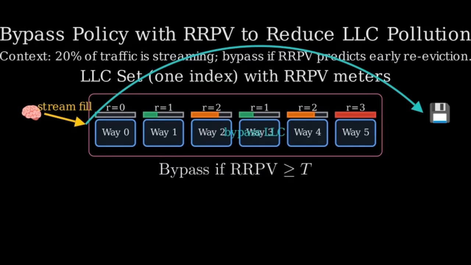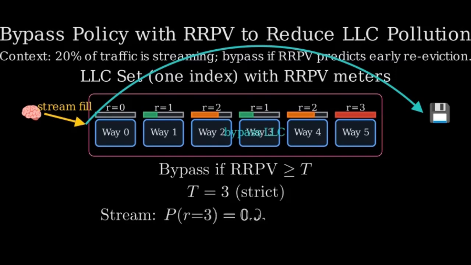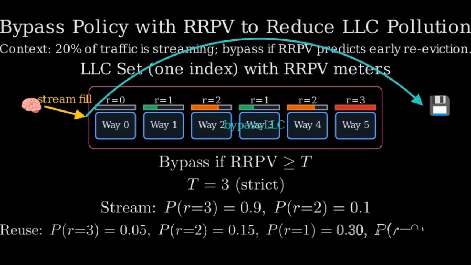We define the policy: bypass the last level cache if the predicted re-reference value is greater than or equal to a threshold T. We choose T equals 3, the strictest level, meaning only the most obviously non-temporal lines are bypassed. We also need a simple model of prediction quality. Assume streaming lines have 90% chance to have RRPV equal 3 and 10% equal 2, while reusable lines have 5% equal 3, 15% equal 2, 30% equal 1, and 50% equal 0. These numbers are illustrative and capture a typical separation.